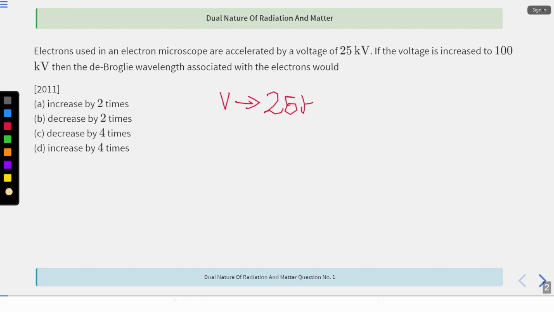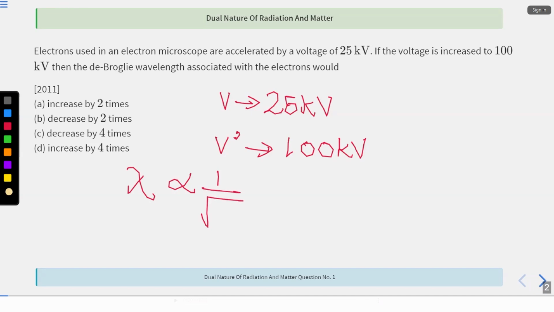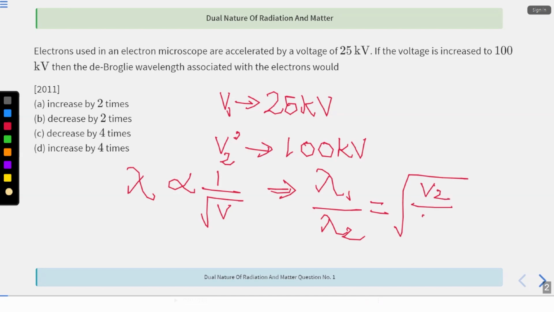25 kilovolt, right? If the voltage is increased to 100, so later let's call this V dash, it has been increased to 100 kilovolt, right? So we are supposed to calculate the de Broglie wavelength. We know that lambda, that is our de Broglie wavelength, is inversely proportional to the root of voltage, right? So I can write that lambda 1 by lambda 2 will be equal to, this is V1 and this is V2, okay? Will be equal to whole root of V2 by V1, right?